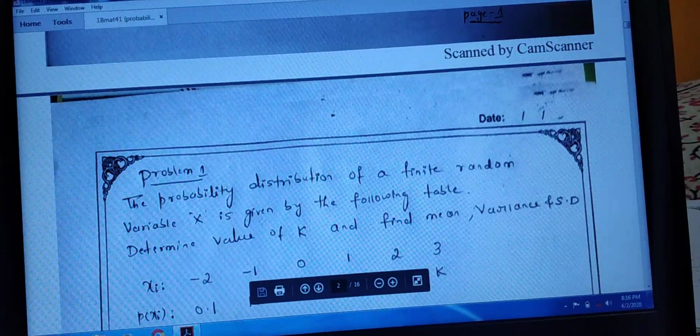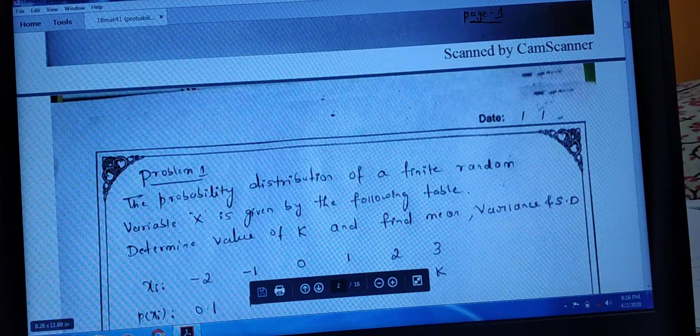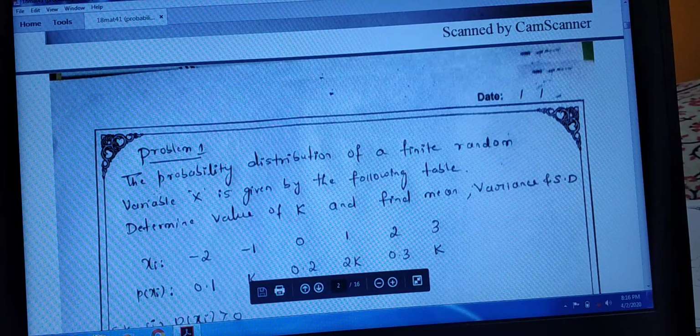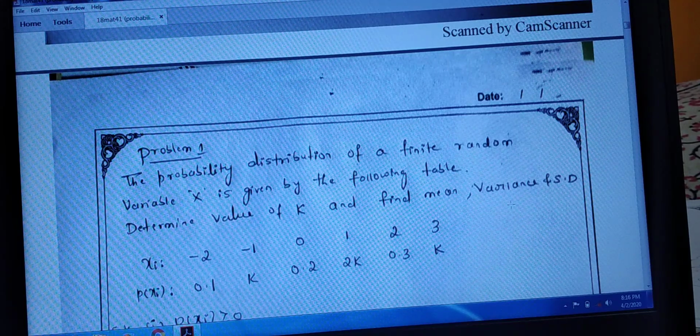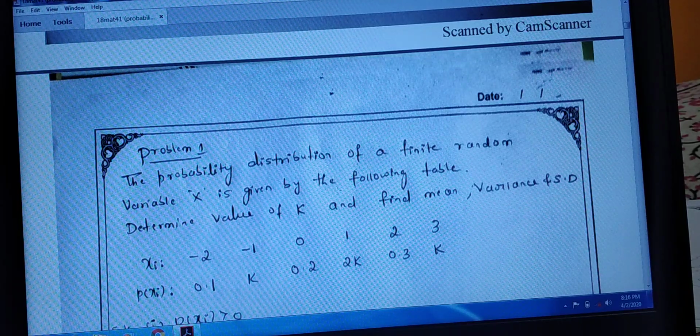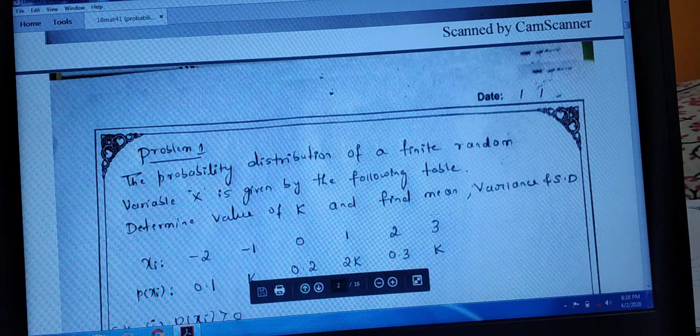You can see problem number 1. The probability distribution of a finite random variable X is given by the following table. Determine the value of k and find the mean, variance and standard deviation. I repeat the problem once again: the probability distribution of a finite random variable capital X is given by the following table. Determine the value of k and find the mean, variance and standard deviation.